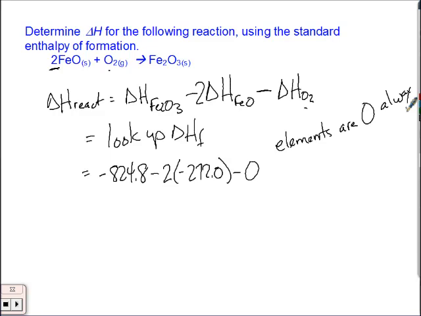Okay? Put those in your calculator. Make sure you have a negative and negative. So I'm subtracting this negative off, which really means I'm adding a positive. You can use your calculator, or you can do that part in your head. And I get negative 280 kilojoules per mole, which means this reaction is exothermic.